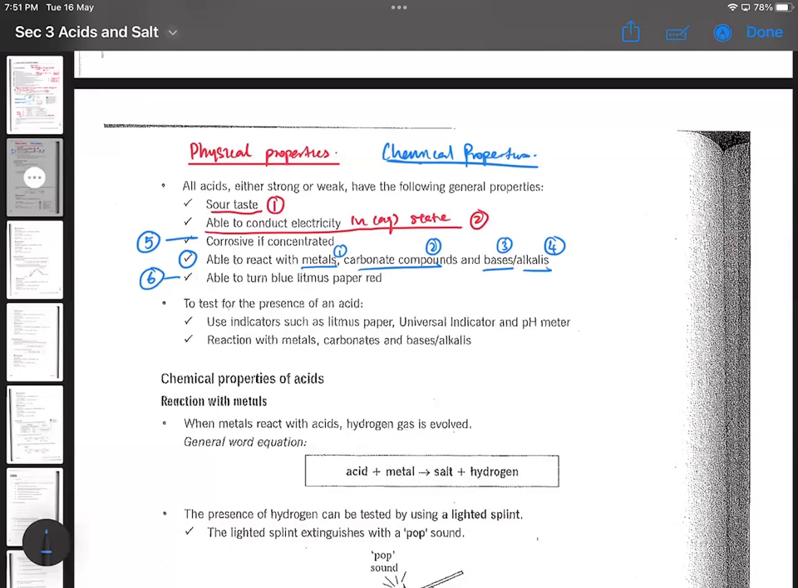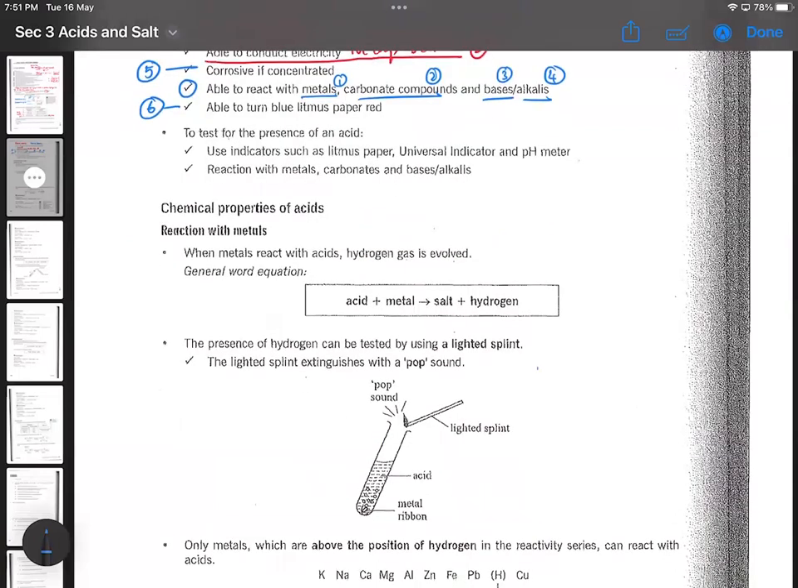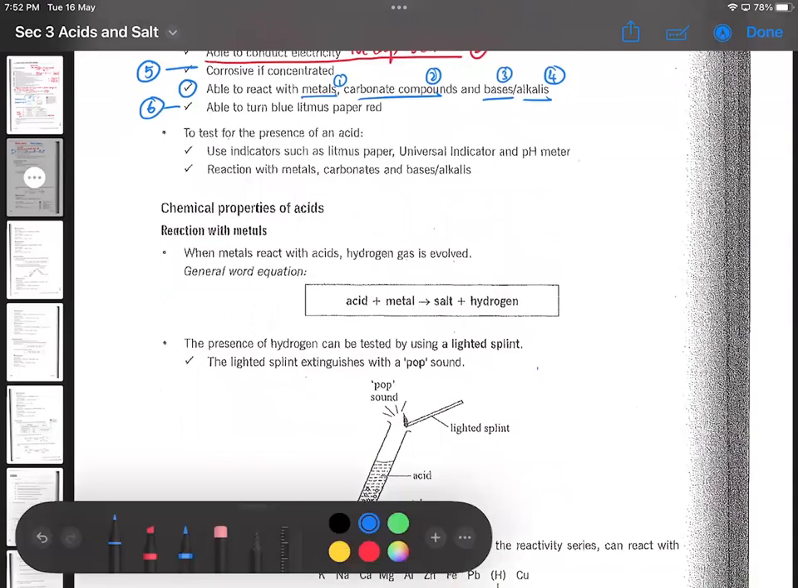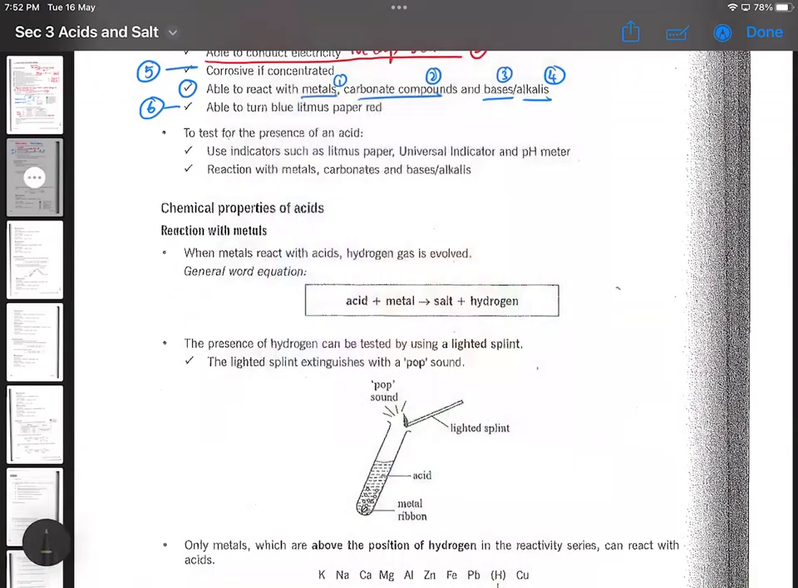Next, let's look at reactions, chemical properties. So under reactions, we have those 4 reactions here. So very straightforward: acid and metal give salt and hydrogen gas. To take note, not all metals can react with acids. Okay, so do help me write down the exclusion.